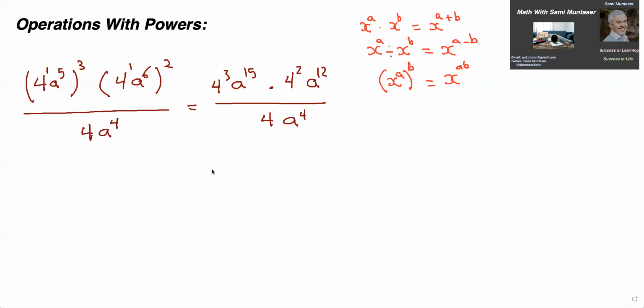Now you could figure out that 4 squared is 16, 4 cubed is 64, and then multiply them and get big numbers and all of that. But honestly, you don't have to do that. And I'll tell you why.